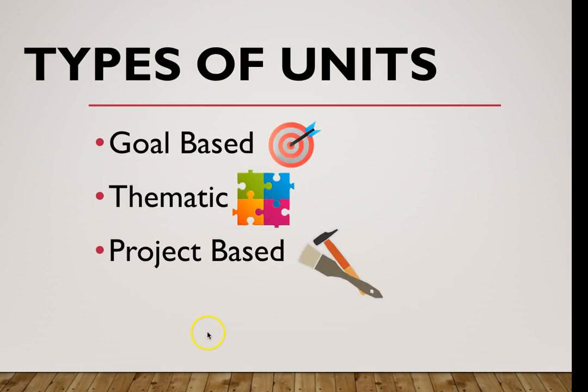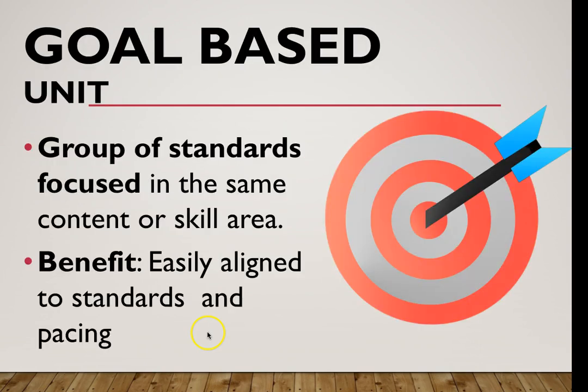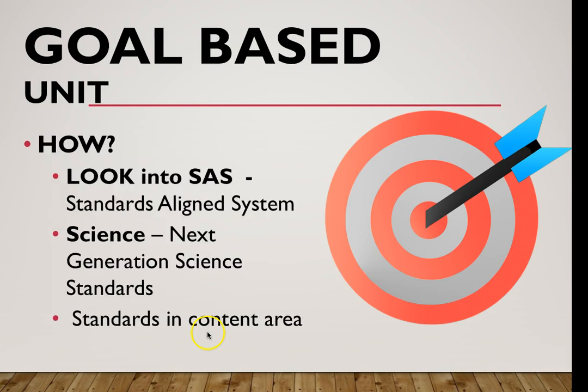So there are 3 types of units that we're going to go over: goal-based, thematic, and project-based. Let's go over goal-based. Goal-based could be kind of miscommunicated because everything you do as an educator is goal-based. But a goal-based unit really focuses on the standards in the same area or content area or skill area. What is the benefit? It easily aligns to the standards or whatever you're doing for pacing, what school you're in, what district you're in, or what's on that pacing guide.